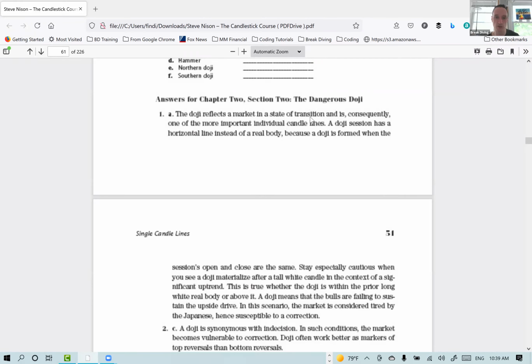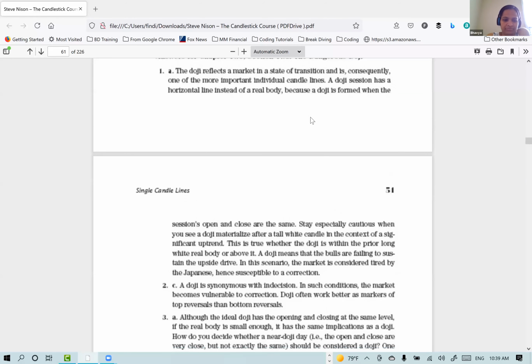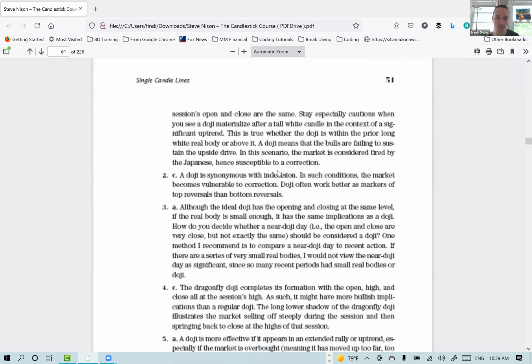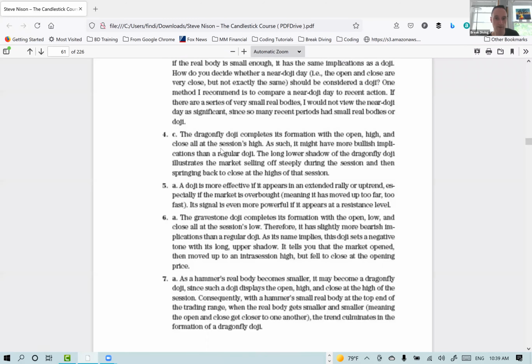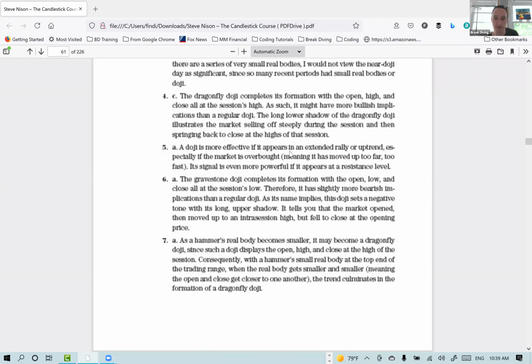Doji is a market in a state of transition. Doji is indecision. Although ideally its opening and closing are the same, it doesn't have to be. Compare a near doji day to recent action. If there are a series of very small real bodies nearby, then don't view a near doji as significant because there are so many. We know what the dragonfly is. A doji is more effective if it appears in an extended rally or uptrend. I think it's even more powerful if it appears at a resistance level.